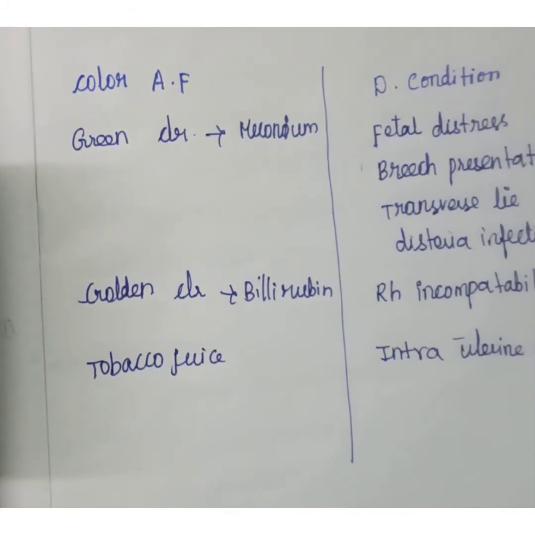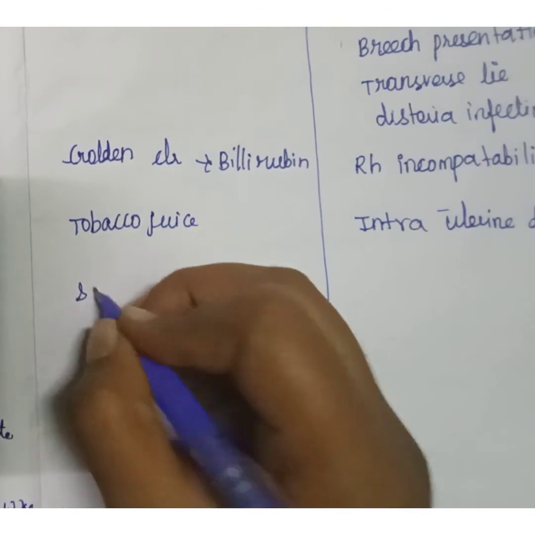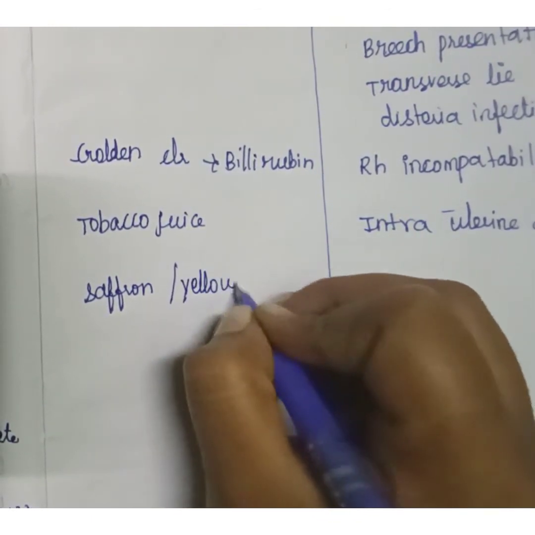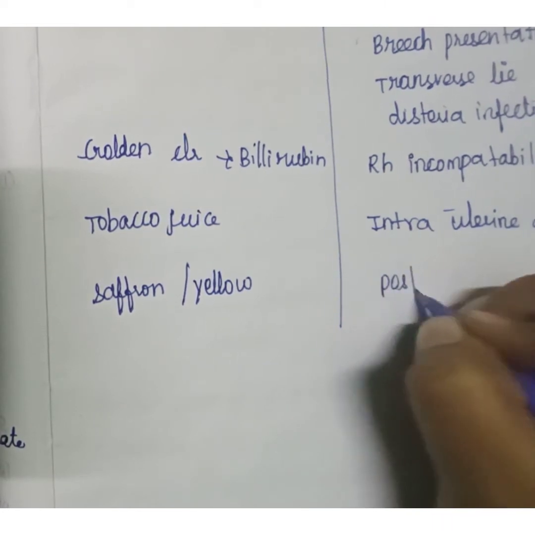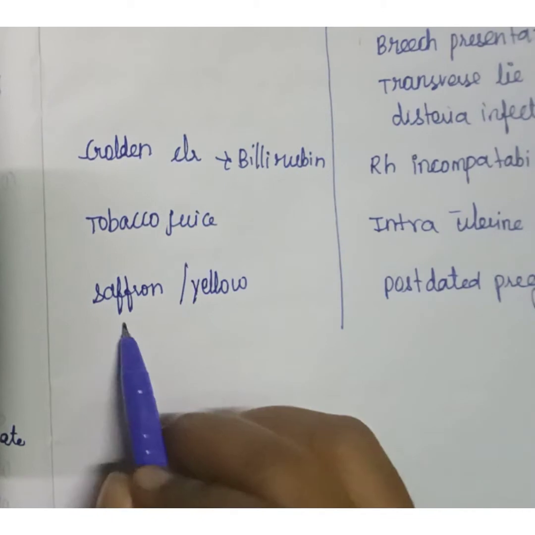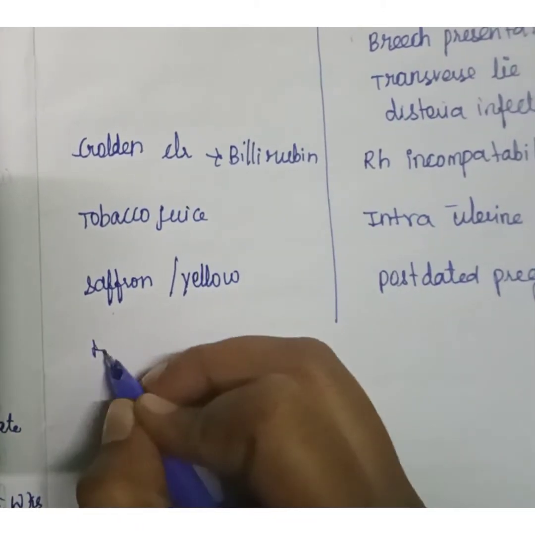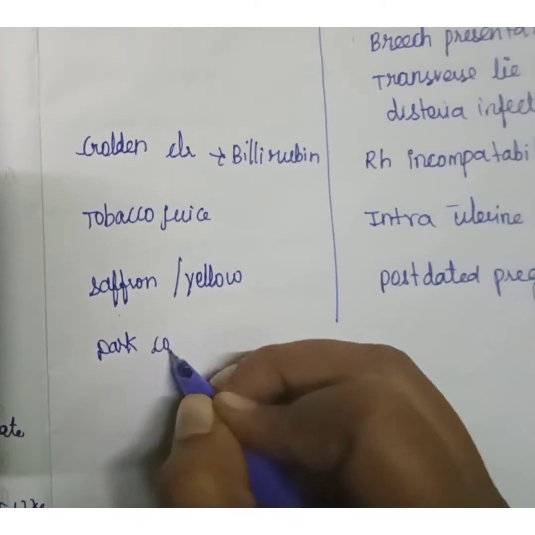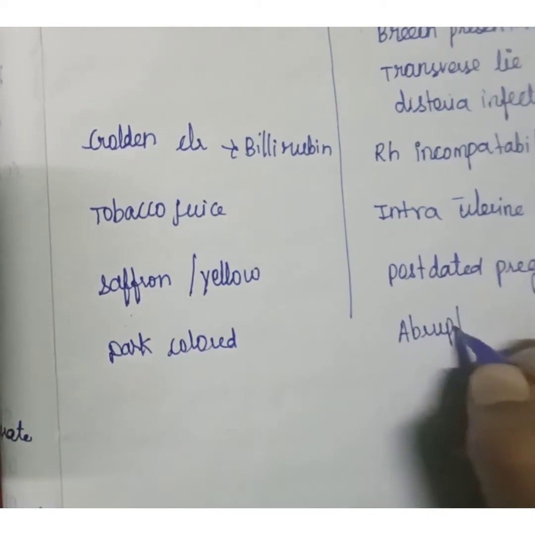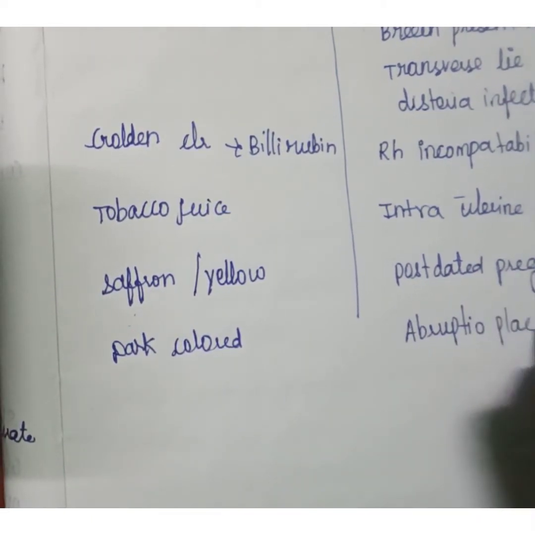Next is saffron or yellow color. Saffron or yellow color will appear in post-dated pregnancy. In post-dated pregnancy, the amniotic fluid is saffron or yellow color. Next one is dark color. Dark color is present in abruptio placenta.